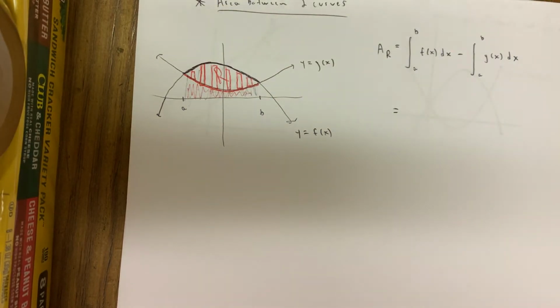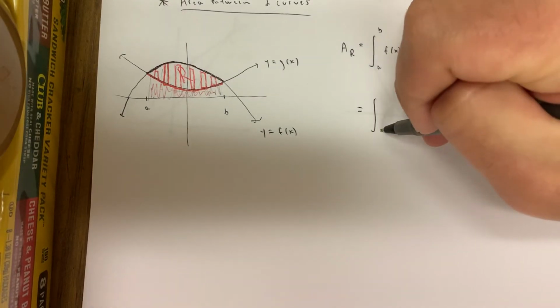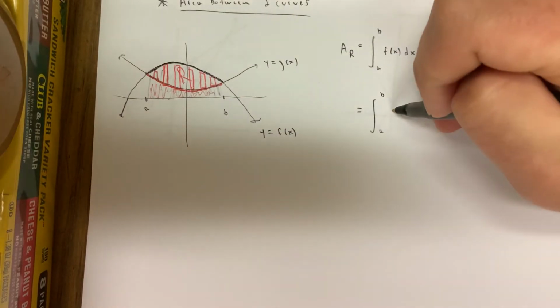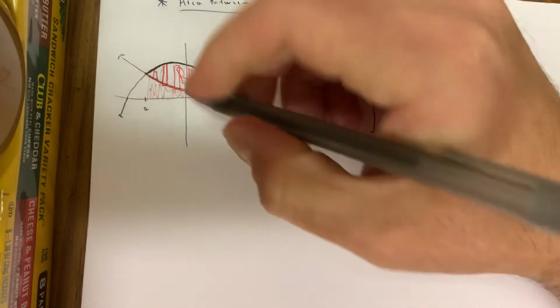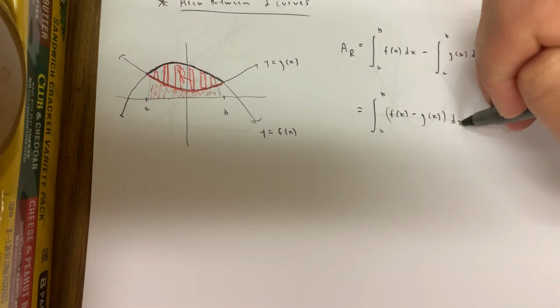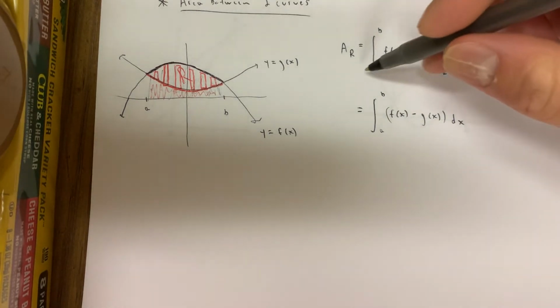And that means you could actually set up the area, the integral from a to b, of one single integral. You could say the upper function, which you know is f of x, minus the lower function, which we know is g of x, and then integrate that whole thing with respect to x. And that's equivalent to what we have up here.